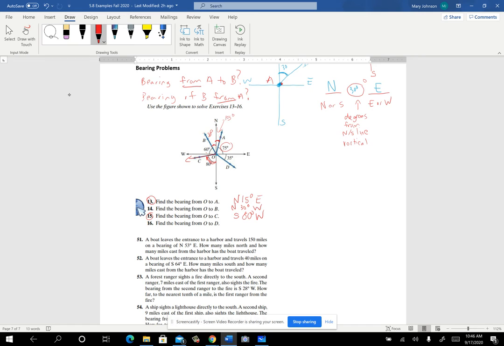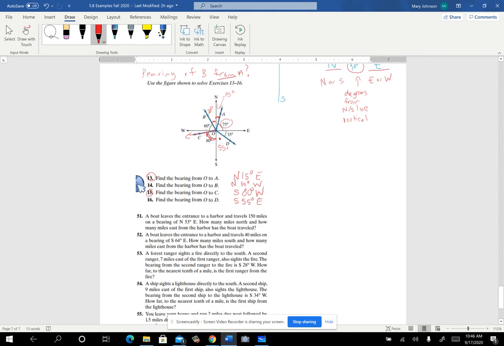And then from O to D, I'm going to need this angle. So that's going to be 55 degrees. 90 minus 35 is 55. And to go from O to D, I have to go south, and then I veer 55 degrees to the east. Okay. All right, so hopefully you had those ideas okay.